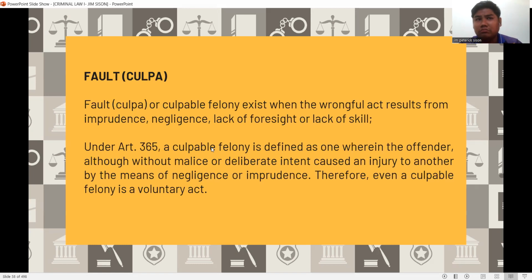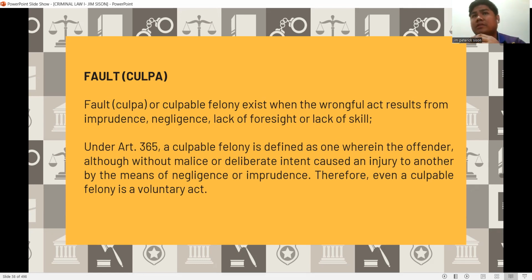So let's just say you live on the second floor, and you put a flower pot on your balcony. Unexpectedly, because of strong wind, the flower pot fell and hit someone on the head. The victim died. That is negligence. There is lack of foresight as to what will happen. You can be held liable.